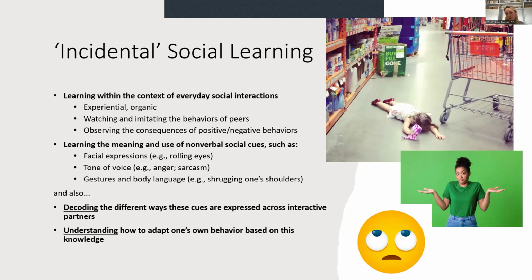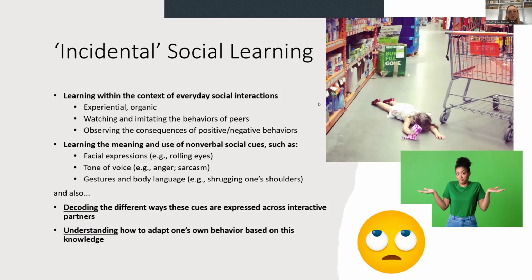Then there's incidental learning. This is learning within the context of everyday social interactions. It's organic, it's experiential, it's watching and imitating the behavior of peers and observing the consequences, whether they're positive or negative. So your toddler observes another toddler throwing a tantrum in the supermarket because they didn't get what they wanted. The parent gives them that toy. Your child then learns very quickly that they can imitate that behavior the next time and they'll get what they want.